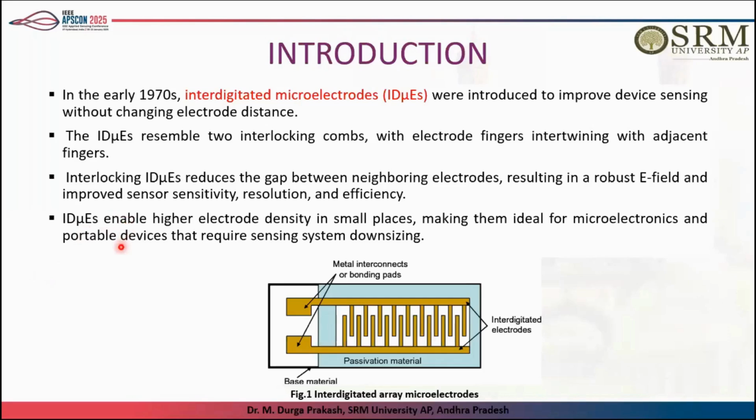And this is the structure of the interdigitated microelectrodes. You can see the base materials we are going to use for fabricating or designing, and the metal interconnections or bonding pads we use for sensors in different applications. You can see the interdigitated electrodes and how they are designed. This is the general structure of the interdigitated microelectrodes.